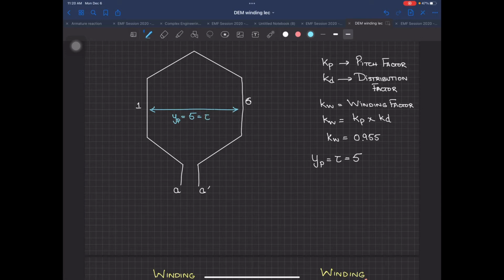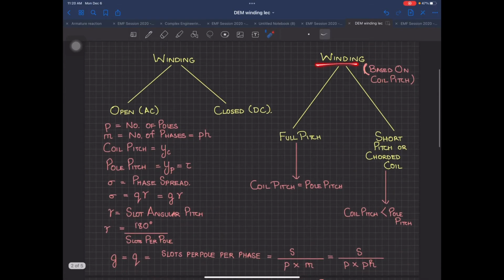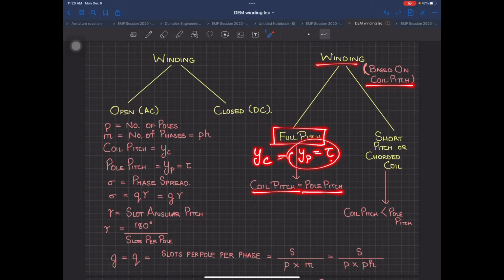Now, this type of winding, in which you start from 1 and go up to the full pole pitch, is called a full pitch winding. Full pitch winding means you are covering the whole pitch of the winding, and this is the type written over here. The winding type based on the coil pitch is called full pitch, which means that YP is equal to tau, they both are the same. That is, the coil pitch is equal to the pole pitch.